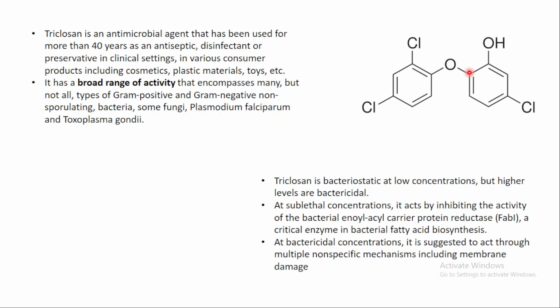At bactericidal concentration, meaning at higher concentration, it is suggested to act through multiple non-specific mechanisms including membrane damage. So at higher concentration, which is killing the bacteria, it also follows a similar pathway to chitosan. It damages the membrane of the bacteria and then causes DNA damage and change in osmolarity and pH balance of the bacteria. So in these ways, chitosan and triclosan both act as bactericidal agents or as a biocide in agriculture and in other industries.